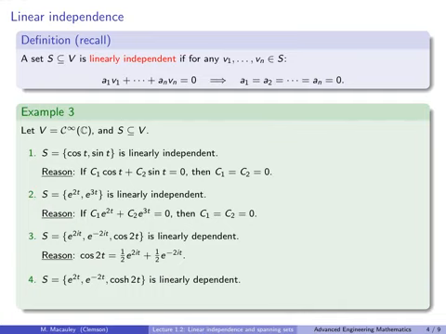Finally, this is a similar example. This is something that is probably more likely that you have not seen. e to the 2t, e to the minus 2t, and cosh, the hyperbolic cosine of 2t, is linearly dependent, and it's for almost the same reason. Cosh of 2t is 1/2 e to the 2t plus 1/2 e to the minus 2t.